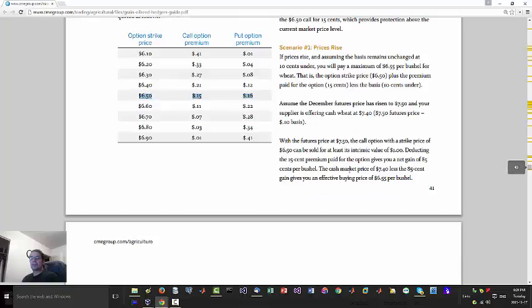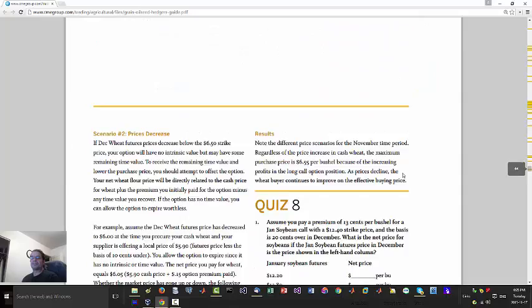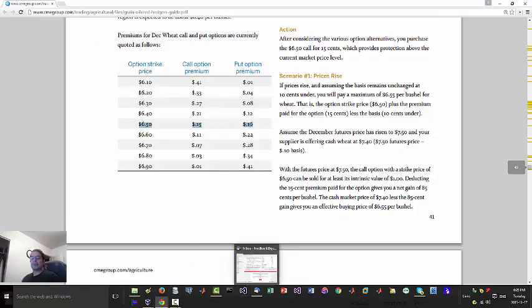From there, we have a 15-cent premium right here, minus 80. The intrinsic value is $1. We have a strike price of 15. That gives us a net gain of 85 cents a bushel. So what we can do now is we can take cash price of 740 minus the 85 cents, and that price becomes our effective buying price. Let me show you that in the code.